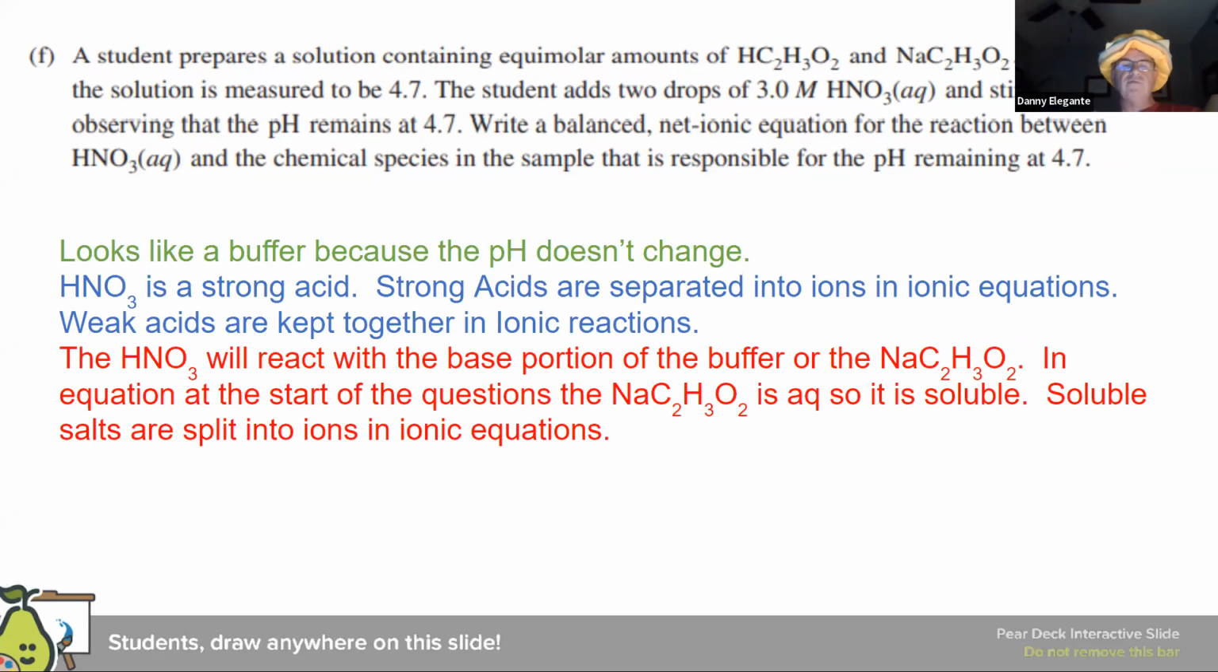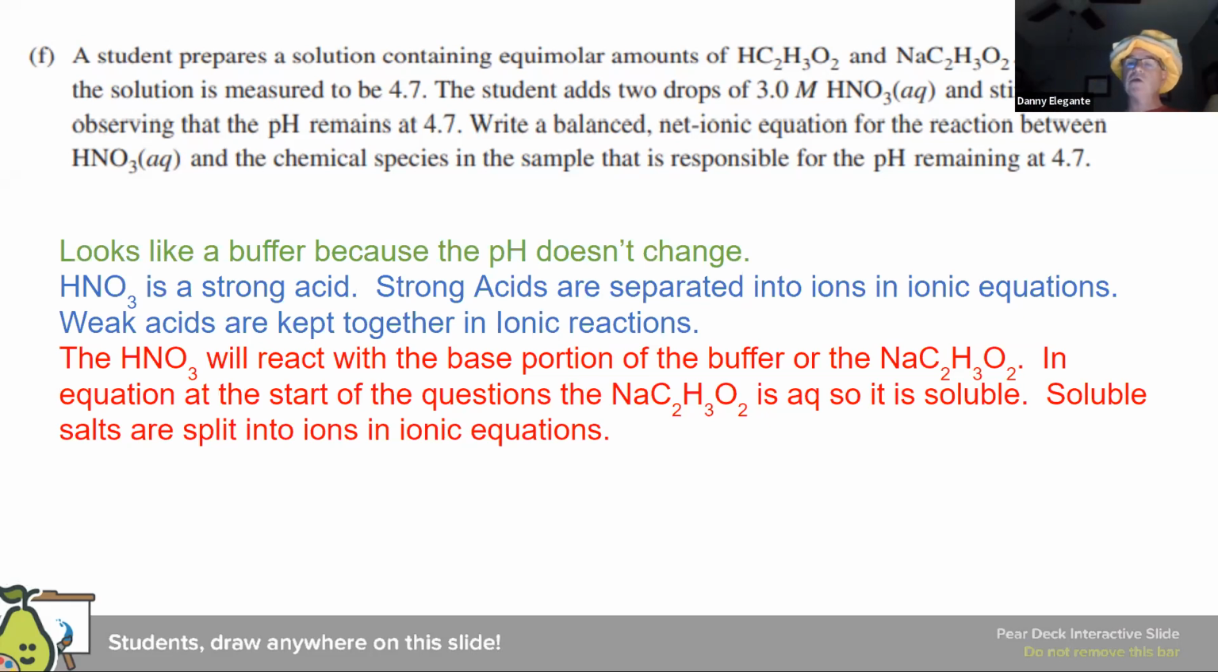The HNO3 will react with the basic portion of the buffer. So our buffer is HC2H3O2 and NaC2H3O2. I know the acid is the one that starts with H, so I know it's not that. That means the strong acid, the nitric acid, will be reacting with the sodium acetate.